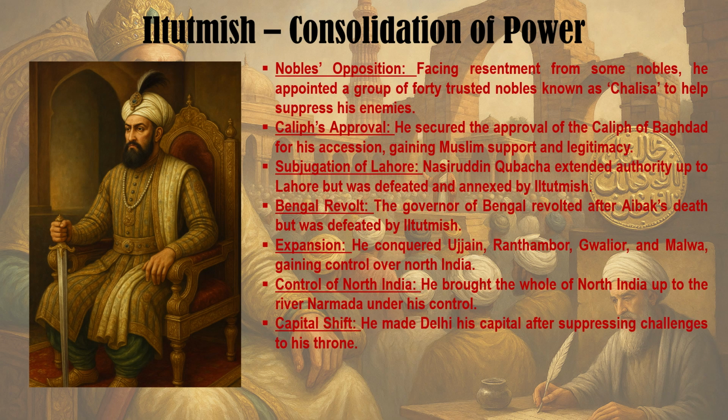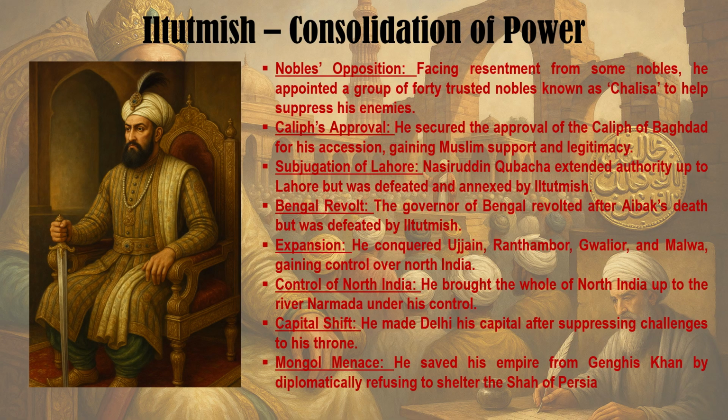He made Delhi his capital after suppressing challenges to the throne. He saved his empire from Genghis Khan by diplomatically refusing to shelter the Shah of Persia. So Genghis Khan was the Mongol ruler who was very powerful and also ruthless. So this Shah of Persia was an enemy of Genghis Khan.